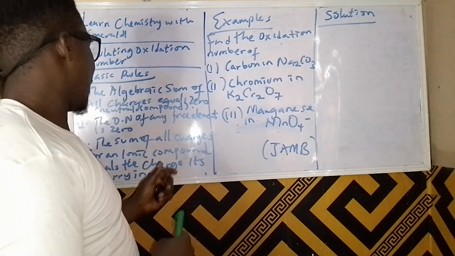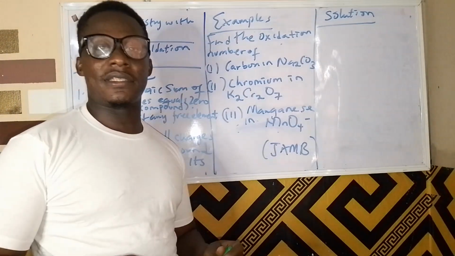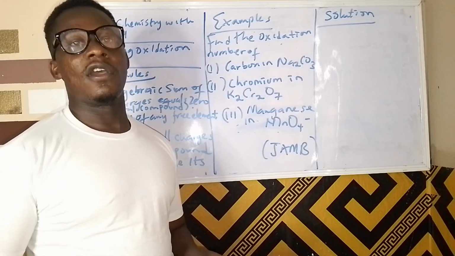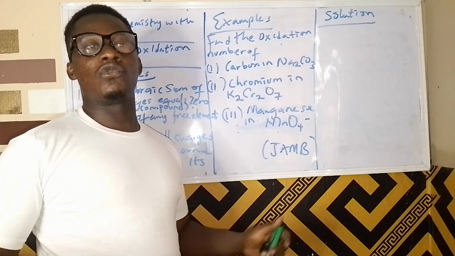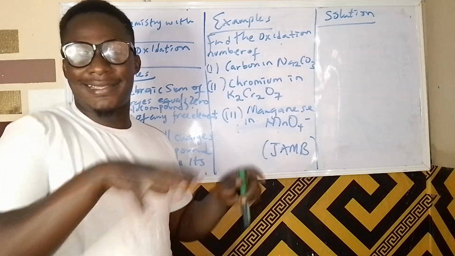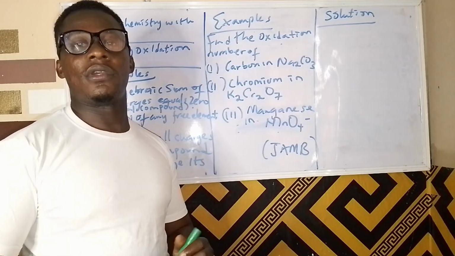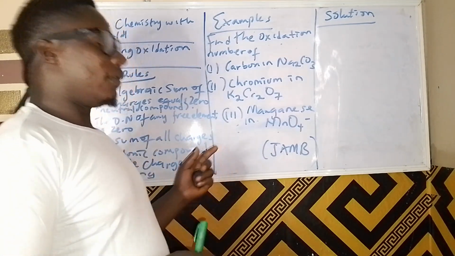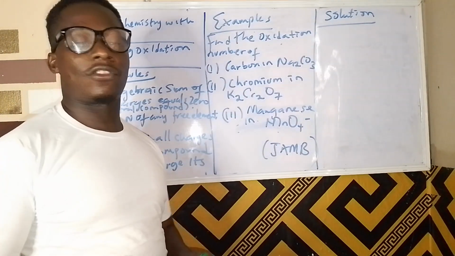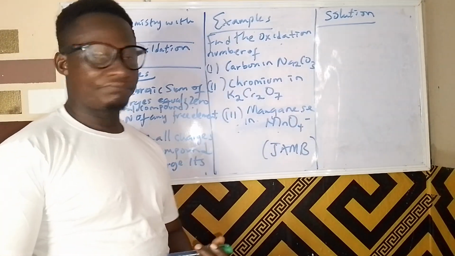Another rule is the oxidation number of any free element, in terms of atoms or molecules. For instance, for H2, the oxidation number is 0 at that moment, unless it is in a compound. Do you understand? So this is another rule. For any free element, whether atom or molecule, the oxidation number is 0.